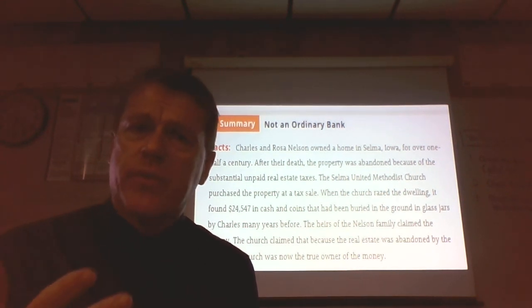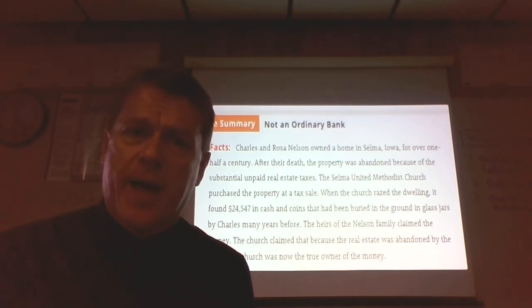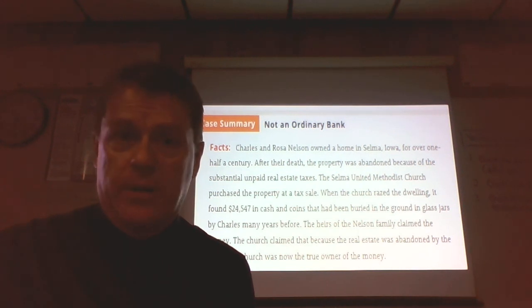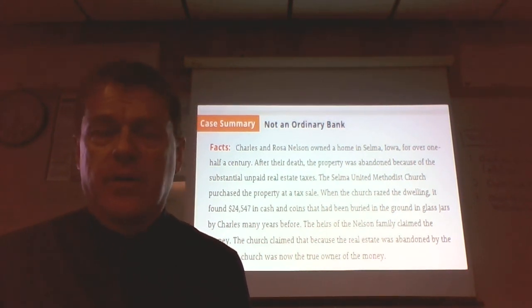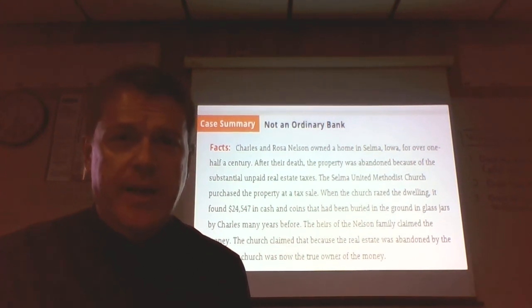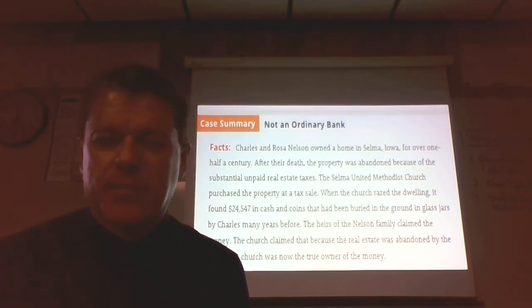Now, if there were other things underground on that property, let's say there was an oil well, oil reserves or diamonds or gold, something that is attached to the land, the family members would have no right to that. That would truly belong to the church at that point. But here, the elderly couple just deposited the money in the ground in that unique way.